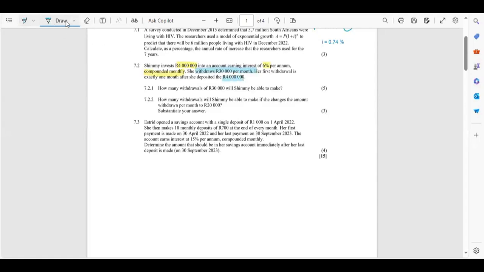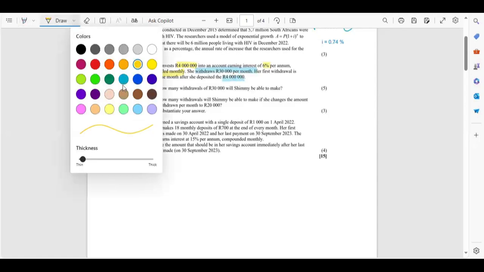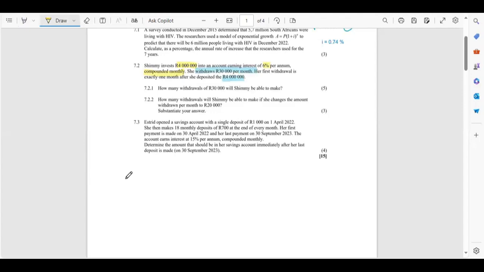Now, let me just write this down. Let me just process this. So initially, this person invests 4 million. This is how much they invest, 4 million. And now this is the interest they are earning. And then they said what? They said she goes on by withdrawing 30,000 per month. Her first withdrawal is exactly 1 month after she deposited the 4 million.